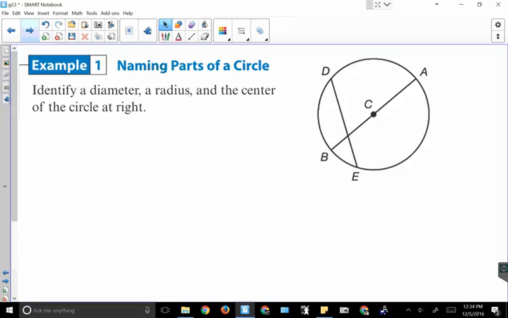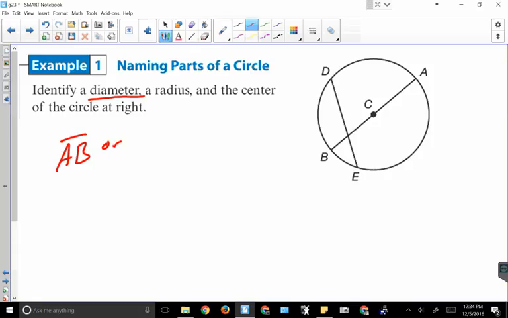So, if I want to name the diameter, what would be the diameter of the circle? AB, BA. So, AB or BA, diameter has to go through the center. So, I could name the diameter as AB or BA. Generally, we would go with AB because we put things in alphabetic order.